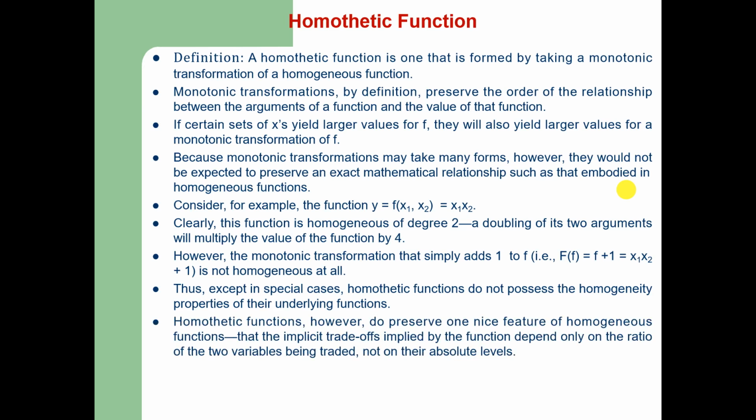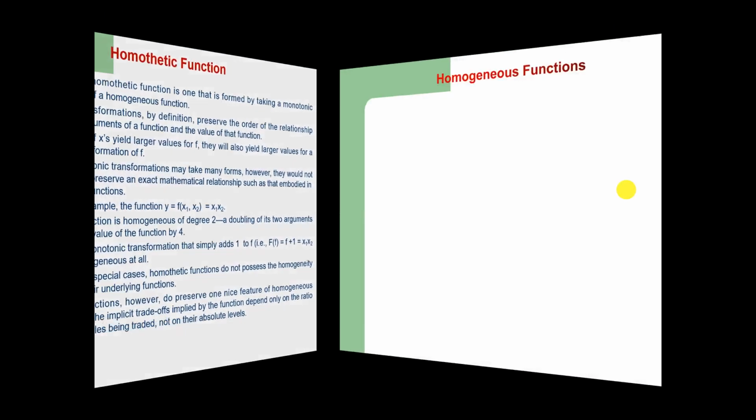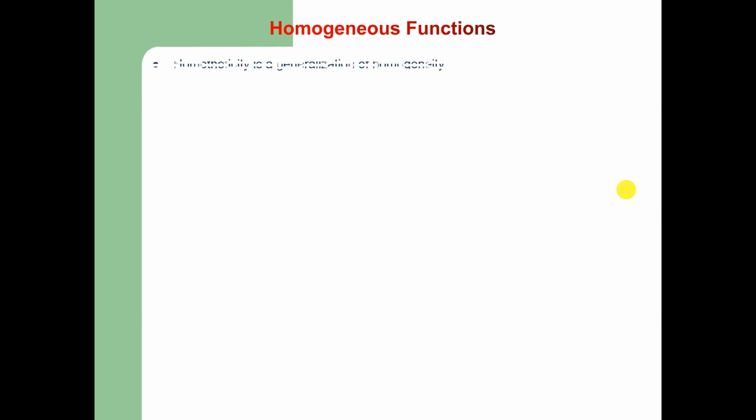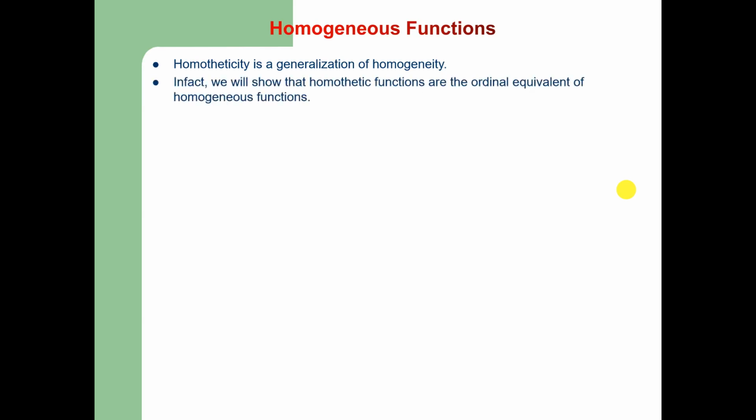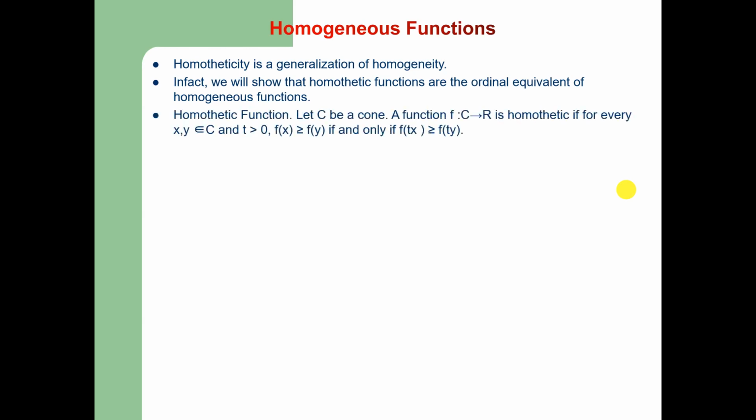These functions, however, do preserve one nice feature of homogeneous functions, that the implicit trade-offs implied by the function depend only on the ratio of the two variables being traded, not on their absolute values. I'll explain that later. Now, what does it mean? Homotheticity is a generalization of homogeneity. In fact, we can show that homothetic functions are the ordinal equivalent of homogeneous functions.